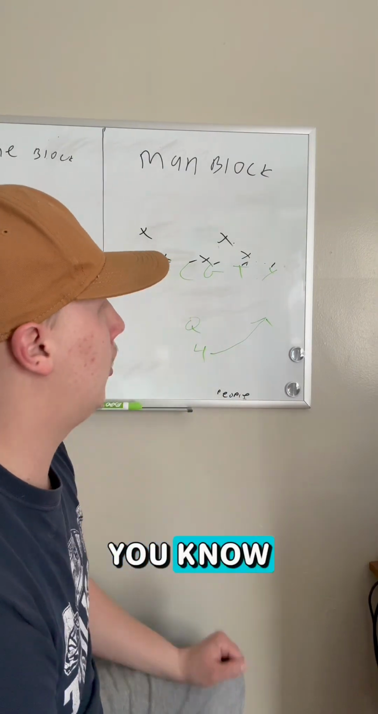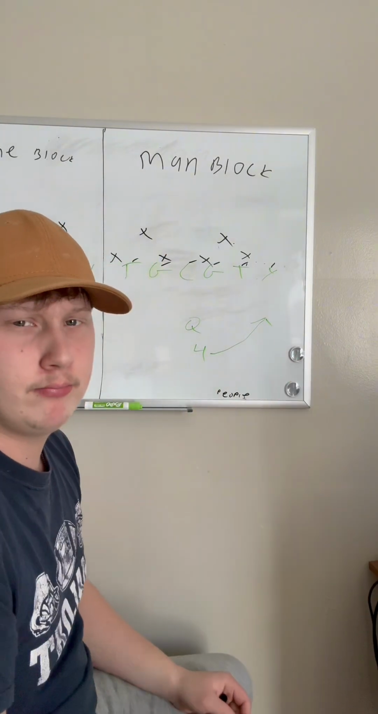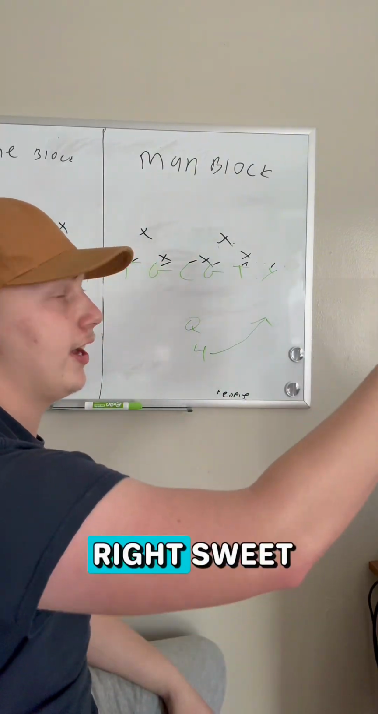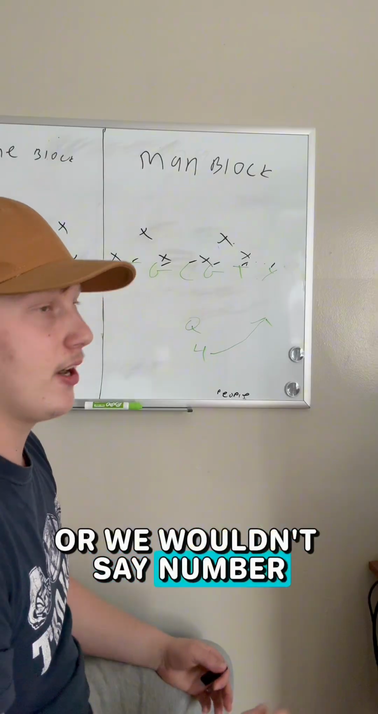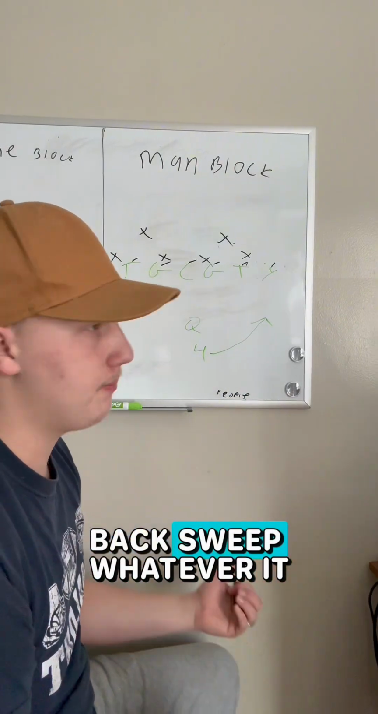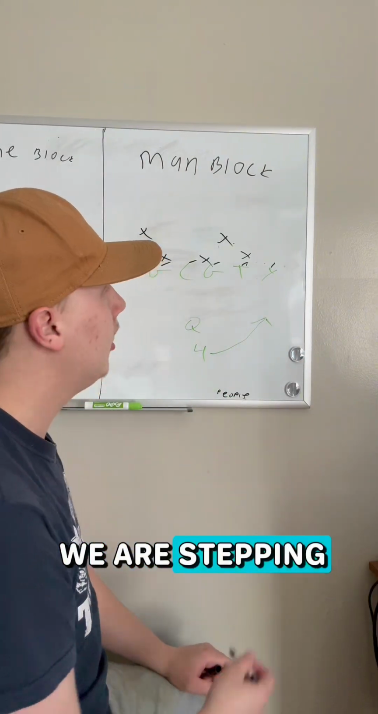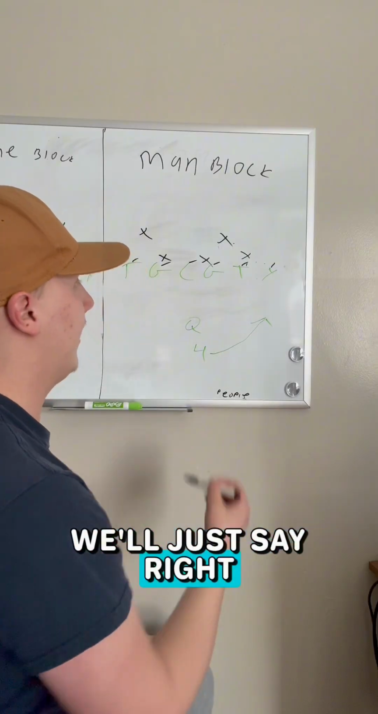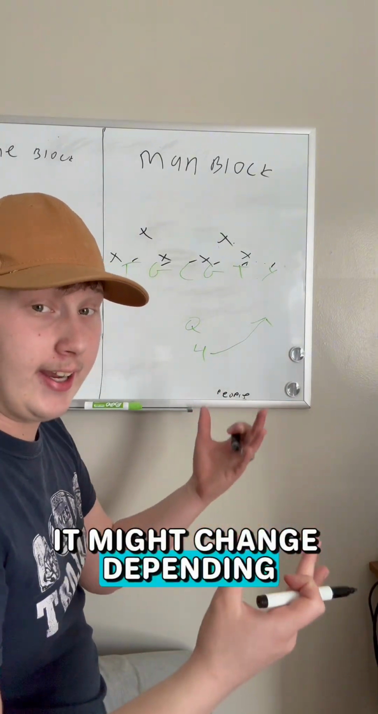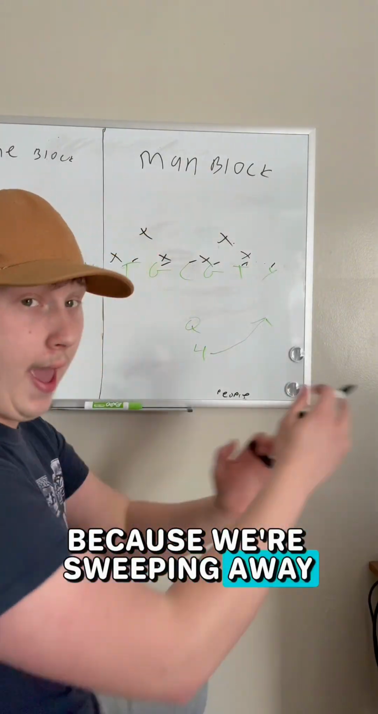So let's say, try to come up with a way of saying it, maybe a color, red is right, black is left, so we'll call black right sweep. Or we wouldn't say number, but we'll say black 4-back sweep. Whatever it may be, whatever the play calling is. But we would have an indication on where we are stepping. So in this instance, we'll just say right. Everybody's stepping to the right side or play side. It might change depending, and I will get into that. But right now, everybody's stepping to the right side because we're sweeping away.